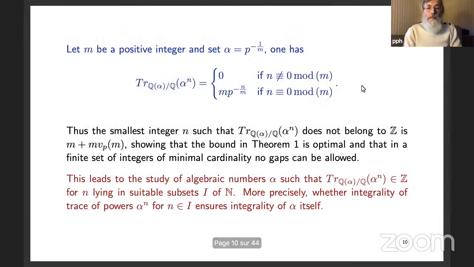Yeah. So now, in view of this result, what remains to consider is the case where you have a set of values of powers, alpha to the n, with integral trace, but for n running in a subset of N, or an infinite subset of N. For a finite one, we have seen with Bart-de-Smet. And then we have to consider now the trace for infinitely many n.